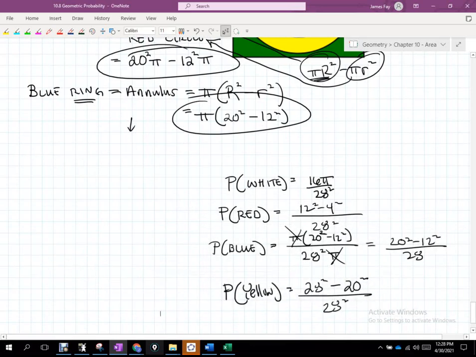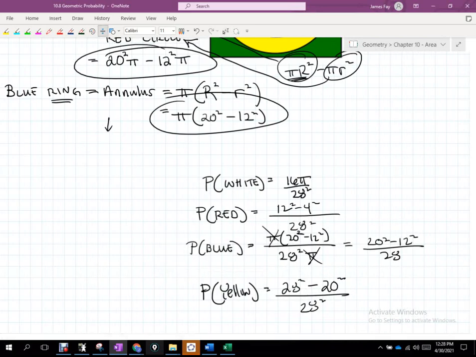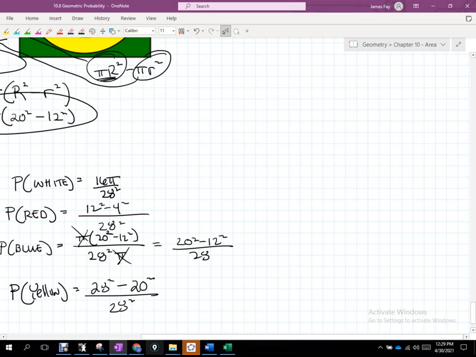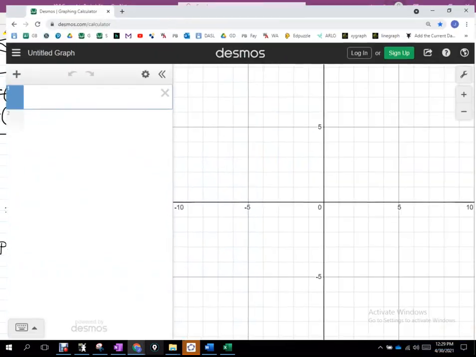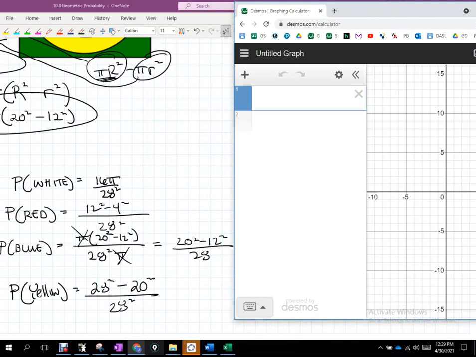But when we do this in Desmos, my hope is that we start to develop this idea that if we've got a preconceived idea about how a practical application works, what would really be happening if I were actually shooting an arrow or a dart at this target, where am I most likely to hit the target? Hopefully you see that it's the spot that has a larger area. So if I go to the white, the white is 16 pi over 28 squared. So we're looking at that.